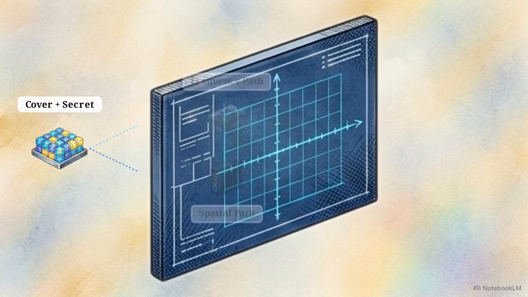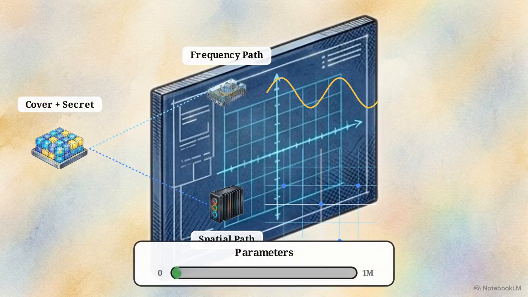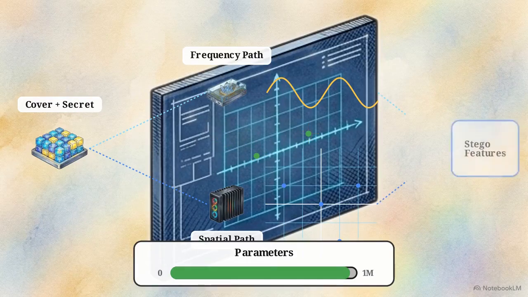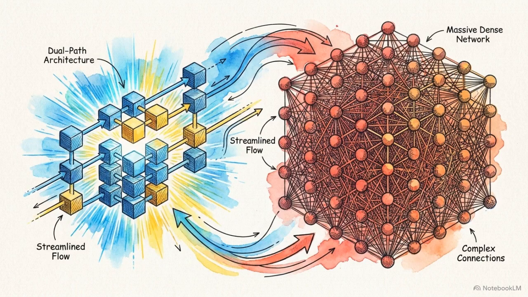It routes cover and secret images into two parallel branches, an upper frequency path and a lower spatial path. Operating with high efficiency under 1 million parameters, the system evaluates the image pixel by pixel, autonomously deciding where to hide payload data. This architecture relies on structural intelligence and parallel routing to achieve multi-domain hiding, moving away from the trend of massive parameter bloat.